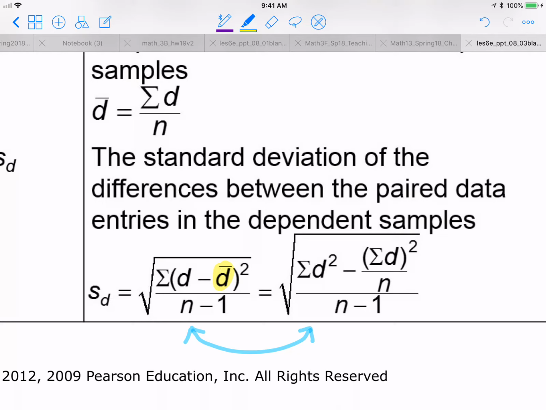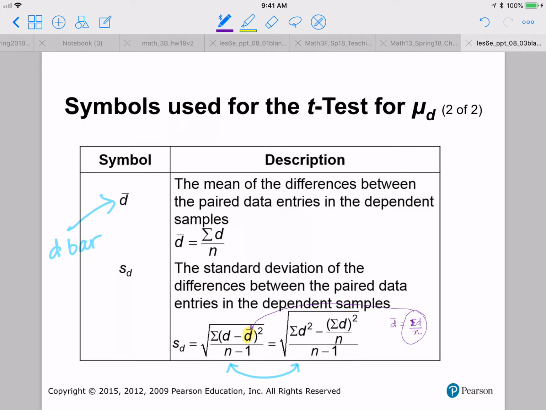Since D bar is equal to the sum of D over n, if you take this formula and replace D bar with the sum of D over n, then you end up with the formula on the right. Things cancel out, you do your algebra, and you can see that both equations are equivalent. And they are both equations for the standard deviation of the differences.